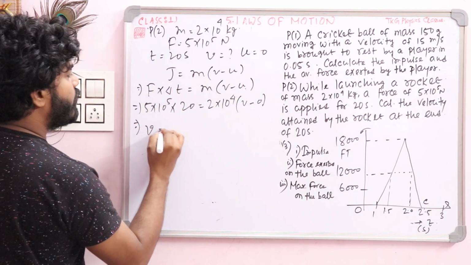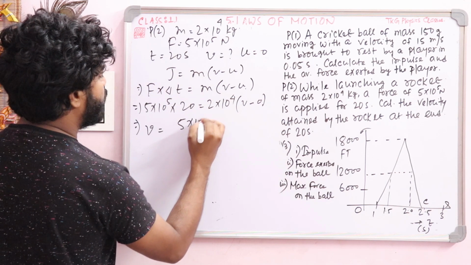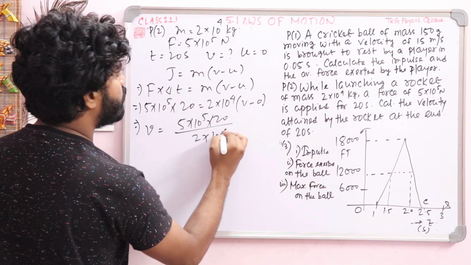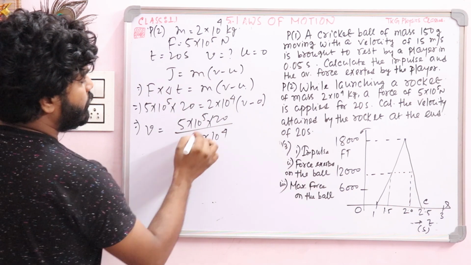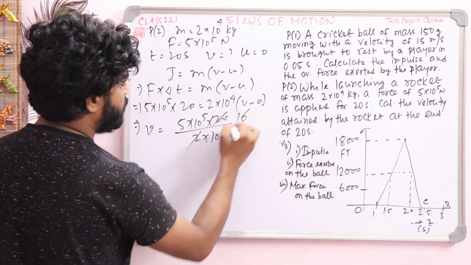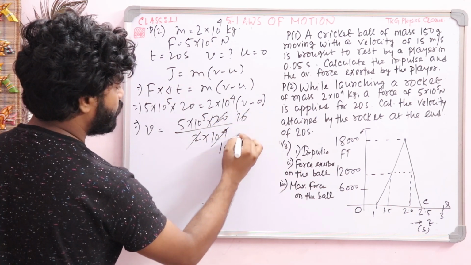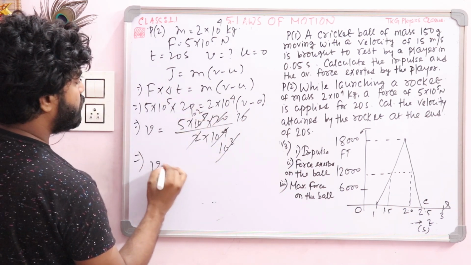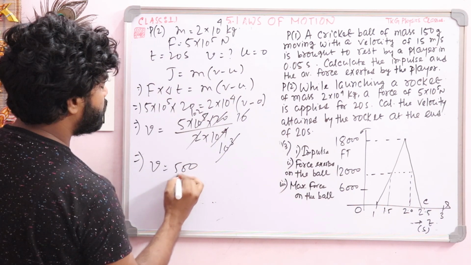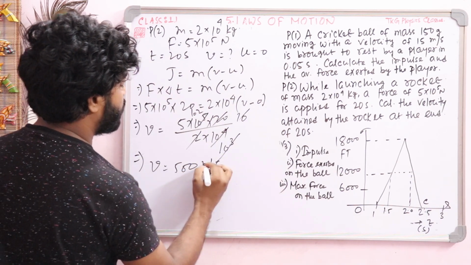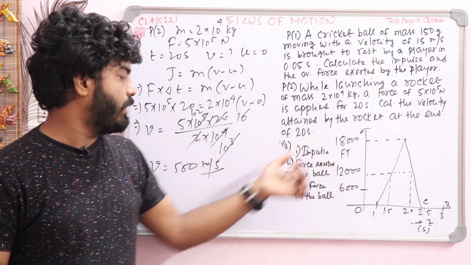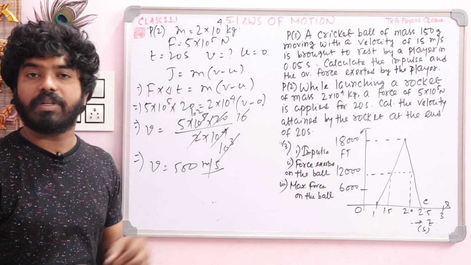So from here v will be 5 into 10 to the power 5 into 20 divided by 2 into 10 to the power 4. Now solve it. This one is 10, this 10, 10 to the power 3, and 10 to the power 5 over 10 to the power 3 is 10 to the power 2. So v is equal to 5 into 10 to the power 2, that is 500 meter per second. Okay, so the final velocity attained by the rocket is 500 meter per second.